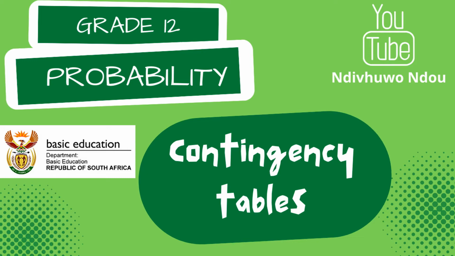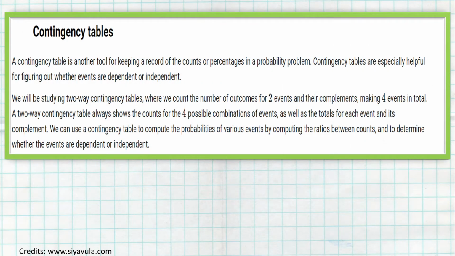We are still continuing with probability sessions, and today we're going to be focusing on contingency tables. So what are contingency tables? A contingency table is another tool for keeping record of the counts, or the percentage, in probability problems. They're especially helpful in figuring out whether events are dependent or independent.